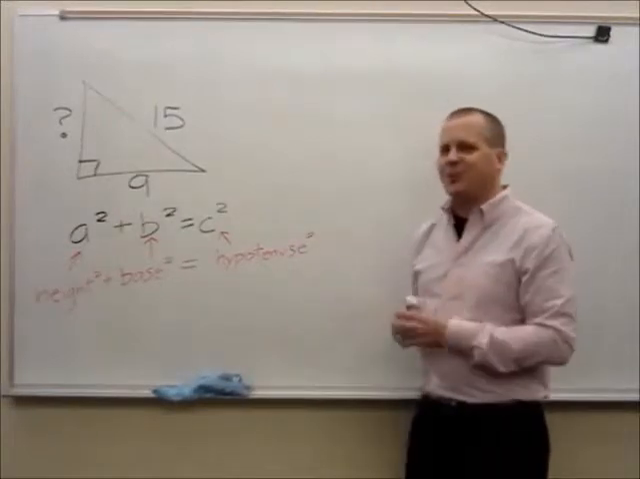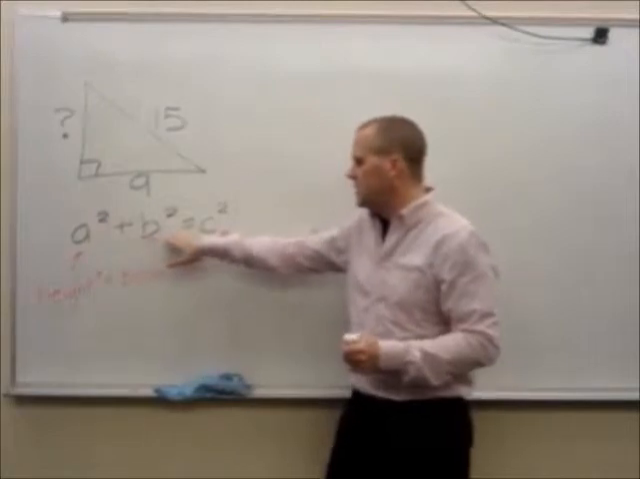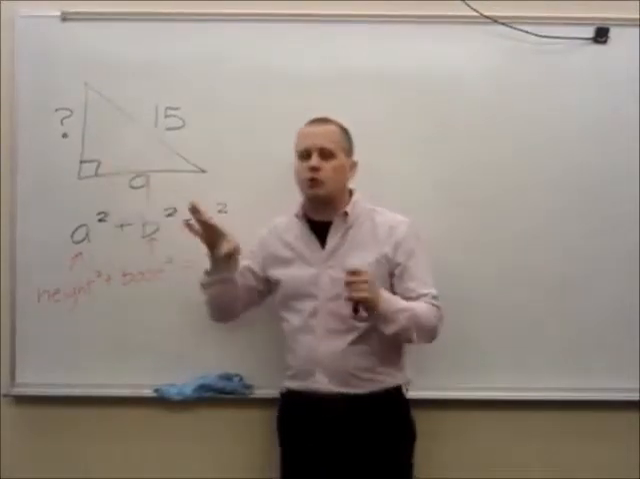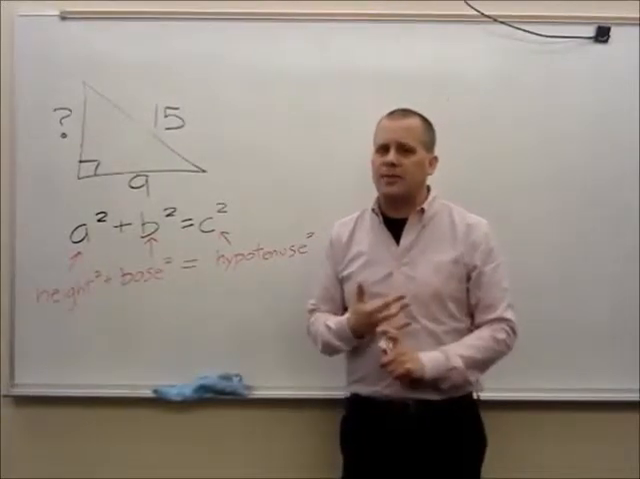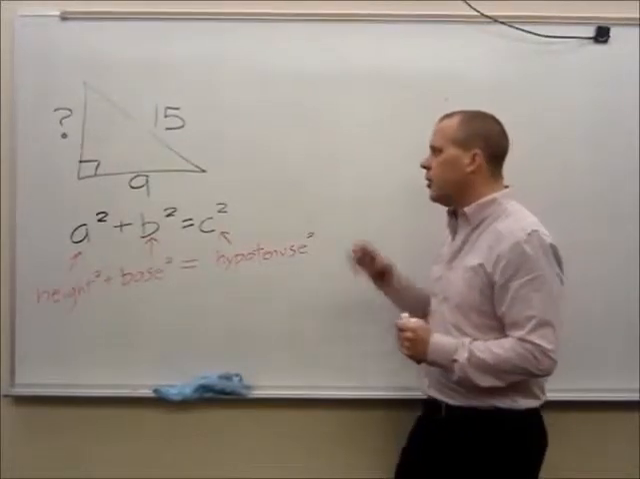So here's what I'm going to do. I've got my formula back here. A squared plus b squared equals c squared. Now, keep in mind, this only works for a right triangle. So if you have a right triangle, you can use the Pythagorean theory. So here's what we're going to do.